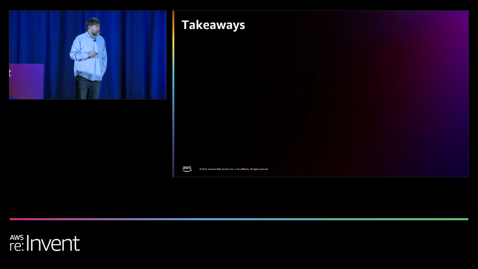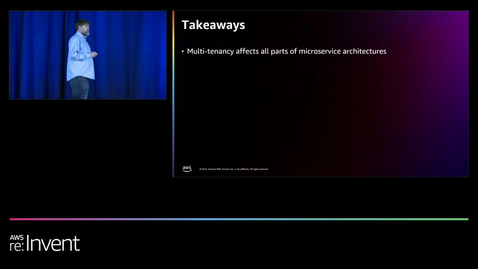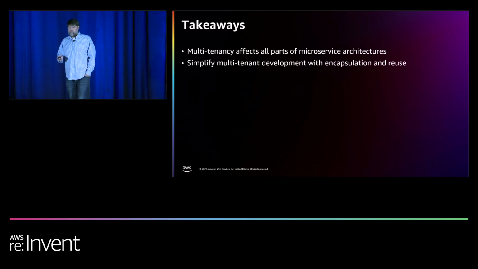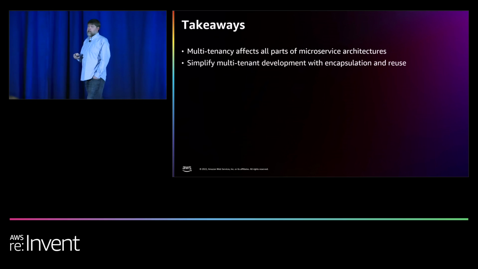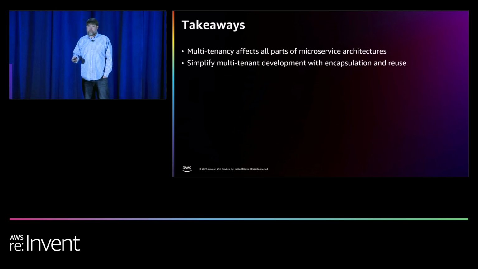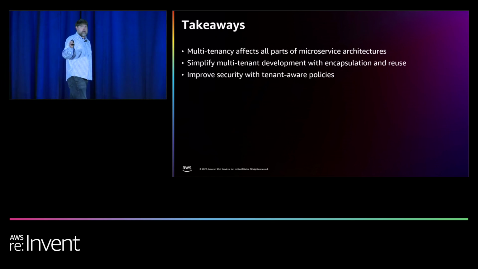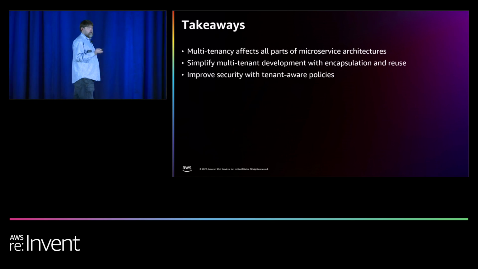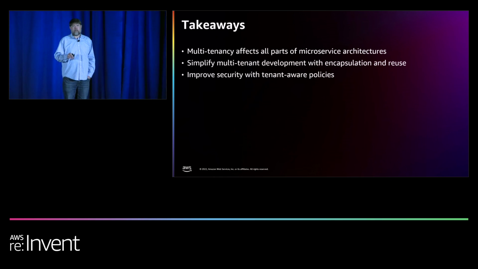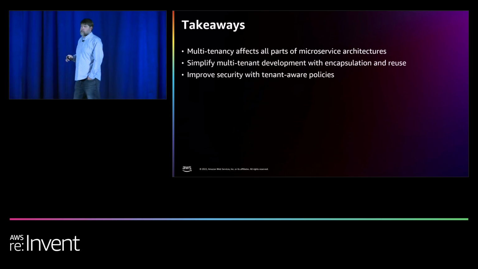So what are our takeaways? Multi-tenancy is really going to impact all the different parts of your microservices architecture, so we have to be thinking about it. We want to simplify the fact that we have to think about it by using encapsulation to hide away some of the details and provide these reusable constructs to our product development teams. If you don't take anything else away from today, please think about using runtime security policies as you access AWS resources. It's a very powerful solution that we have for multi-tenant workloads on AWS.